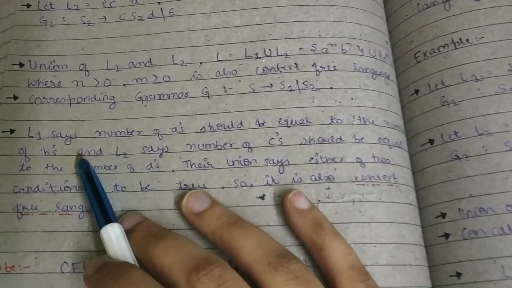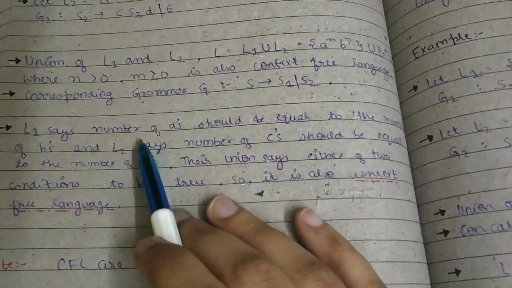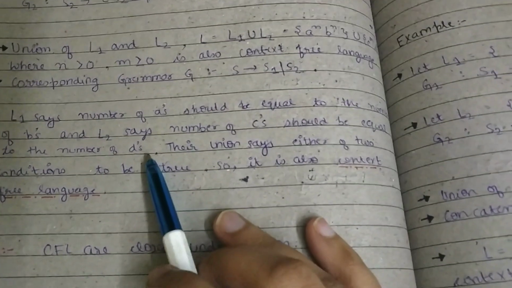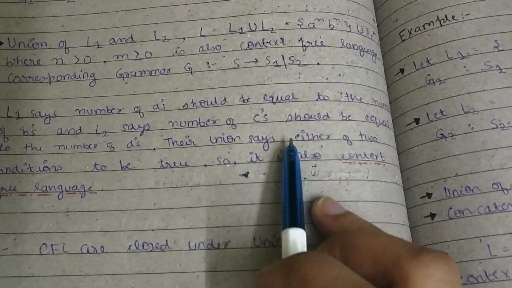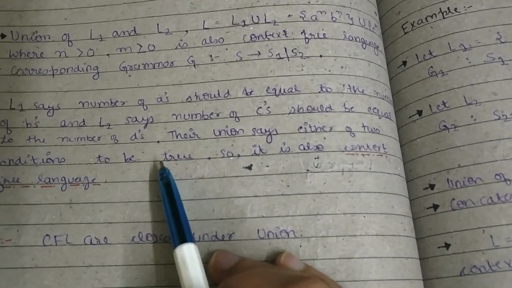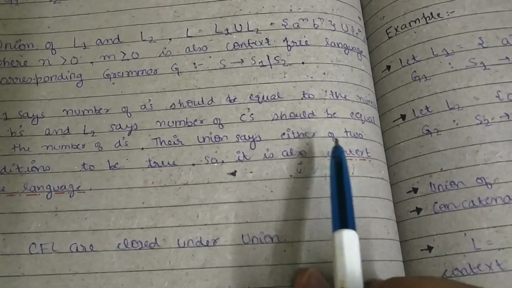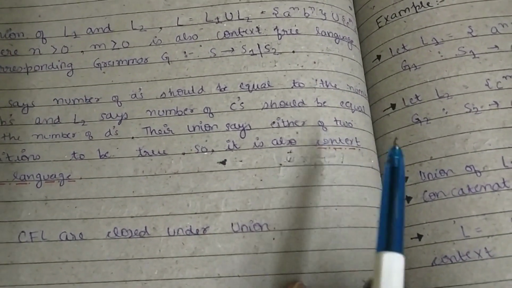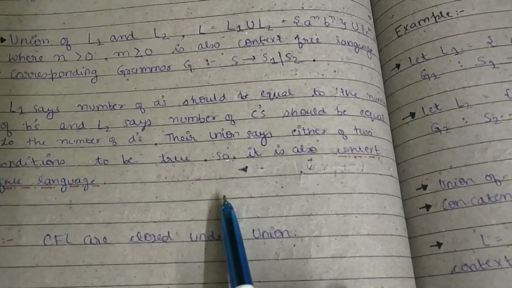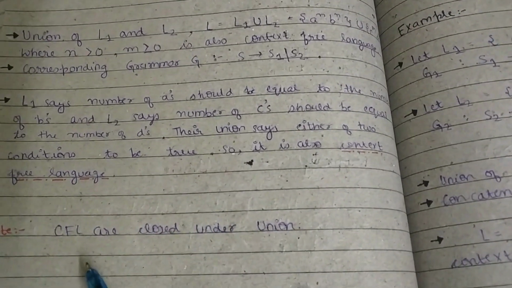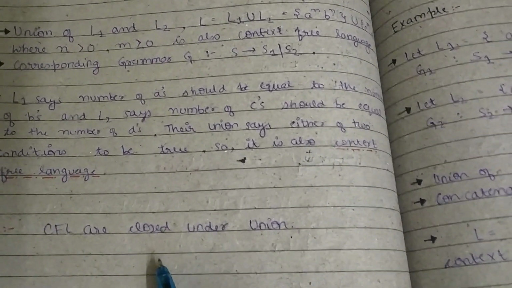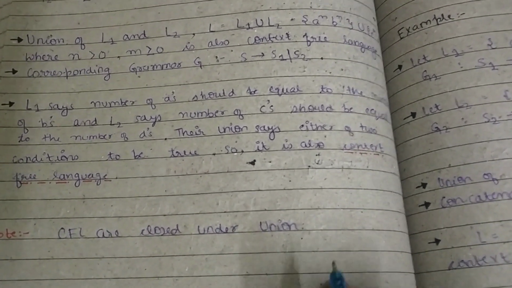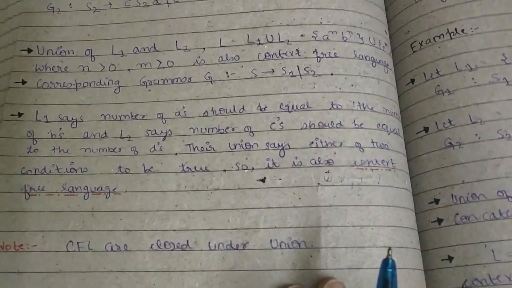So in words, we can say that language L1 says that the number of A's should be equal to the number of B's, and L2 says that the number of C's should be equal to the number of D's. Therefore, their union says that either of the two conditions should be true. If this happens, then it will also be a context-free language. So, please note that context-free languages are closed under union because there is no example that can disprove this.